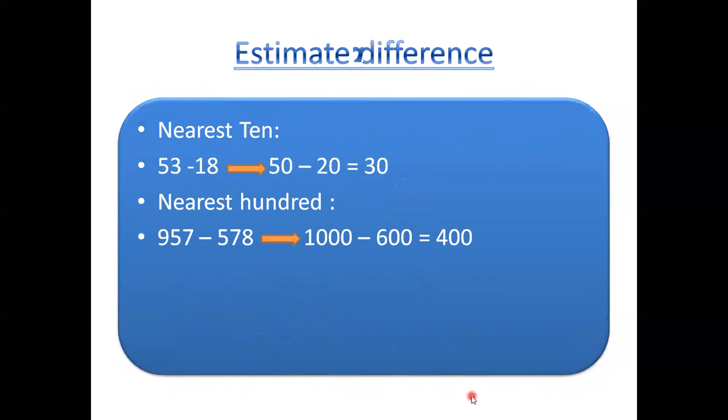Next, estimate difference. We are going to estimate the difference to the nearest 10. Yes, 53. Nearest 10 means we always have to see the ones digit. The ones digit is 3, which is less than 5. So 53 is rounded as 50. 18. In the ones place what do we have? 8. So 18 is rounded to 20. 50 minus 20 is 30.